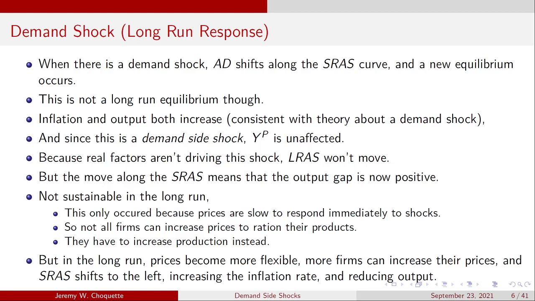But in the long run, prices become more flexible. More firms can increase their prices. And as more firms increase their prices, short-run aggregate supply is going to shift to the left, thereby increasing the inflation rate and reducing output.